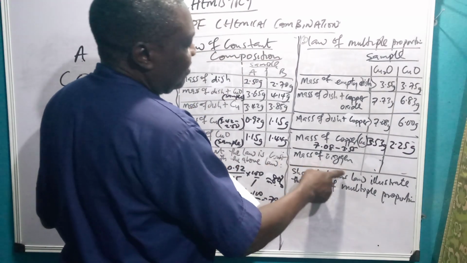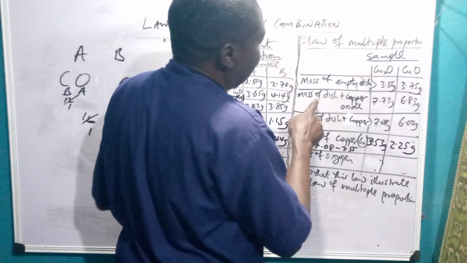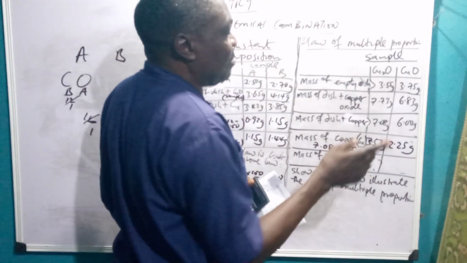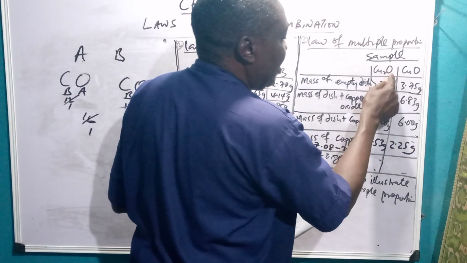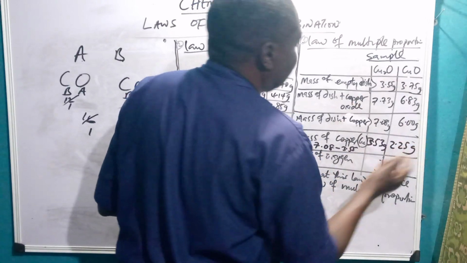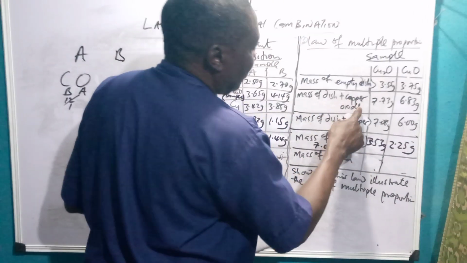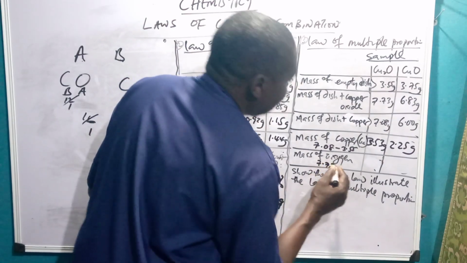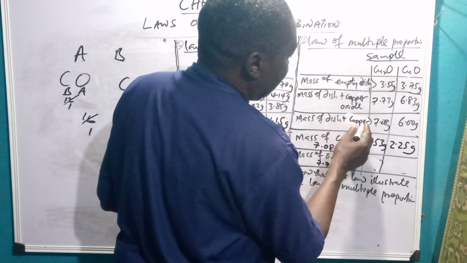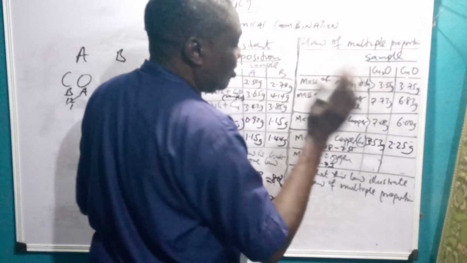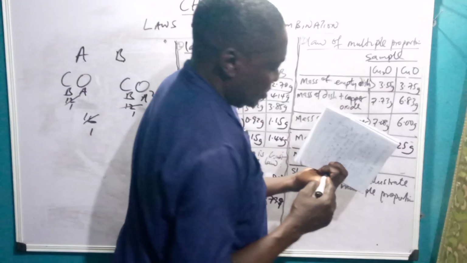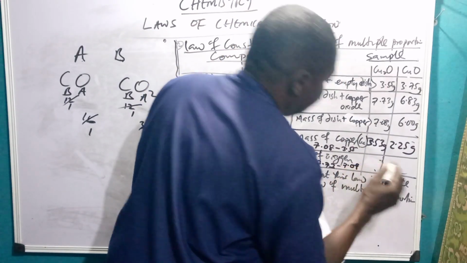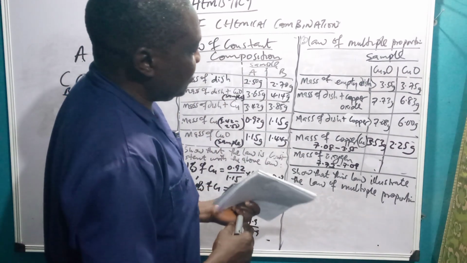Then the mass of oxygen. You see that we have the mass of dish plus copper oxide. We cannot specify whether it's copper 1 oxide or copper 2 oxide because there are two different compounds, so we just say copper oxide. The mass of dish plus copper oxide is 7.73. If you remove the mass of dish plus copper from it, you are left with oxygen. So the mass of dish plus copper is 7.08. That is for the first one.